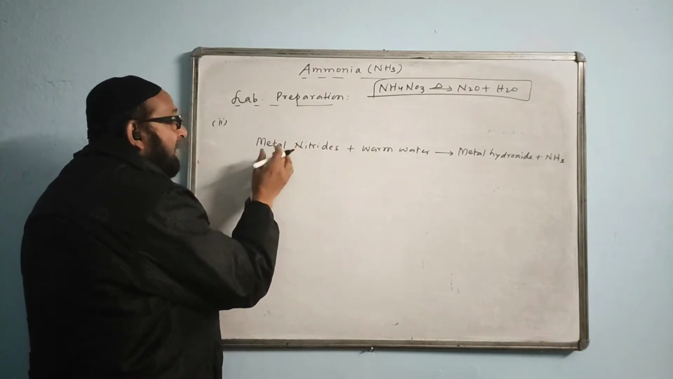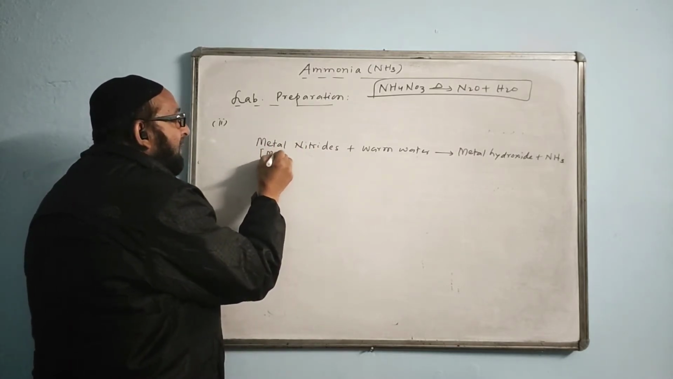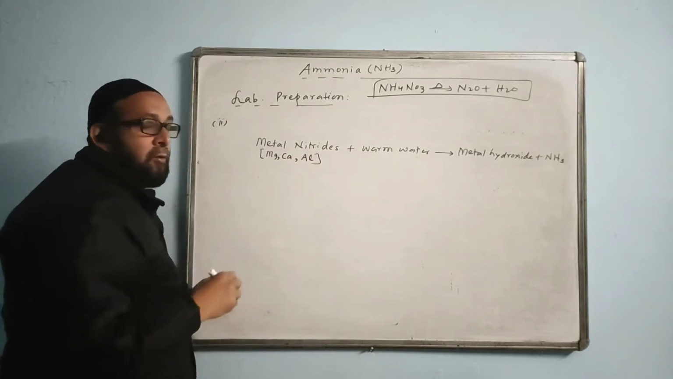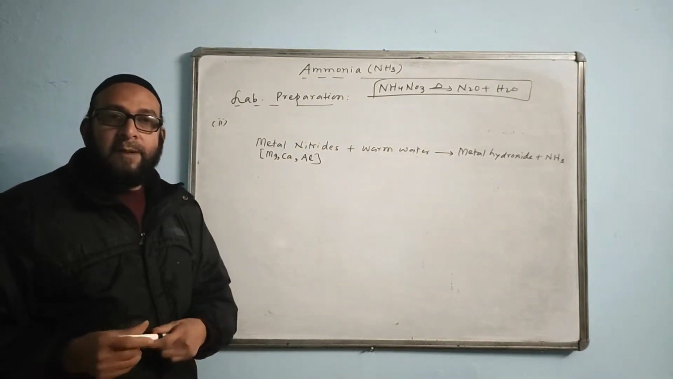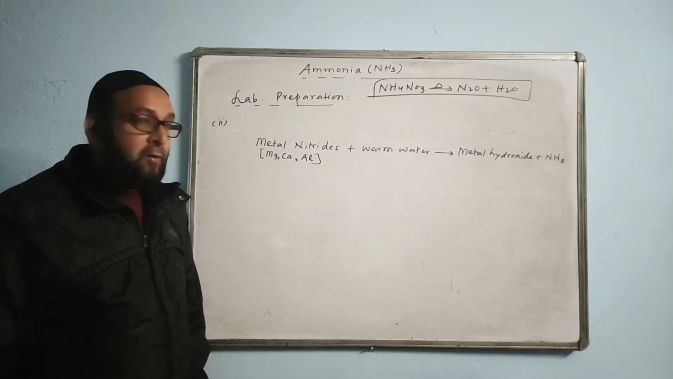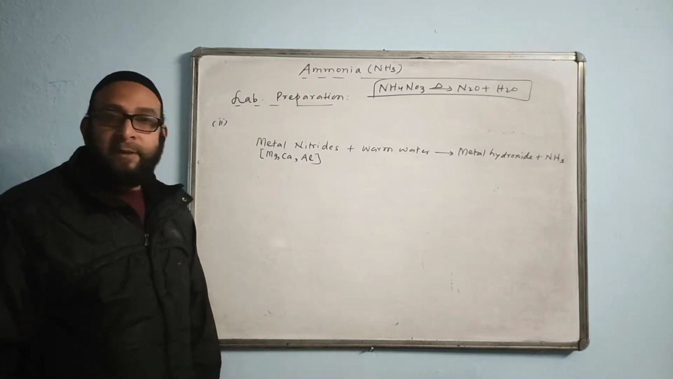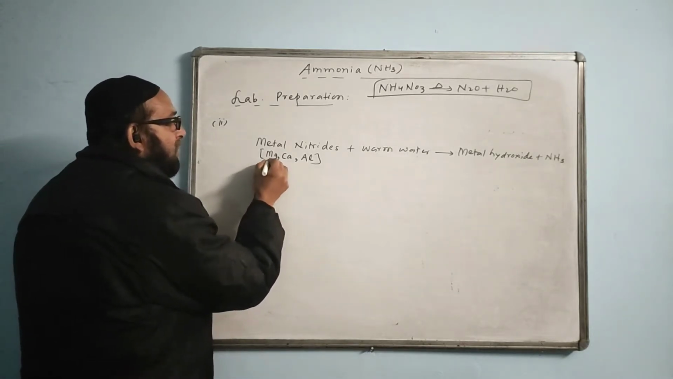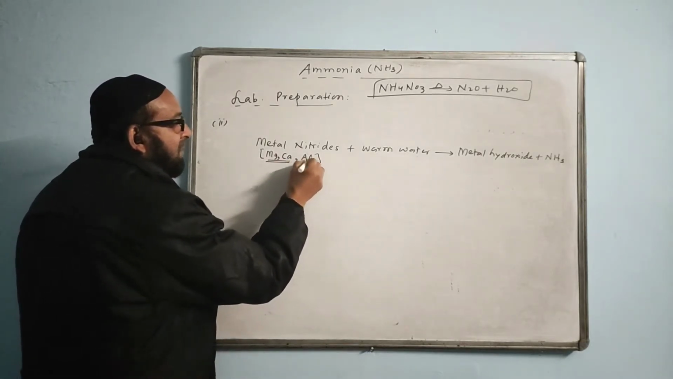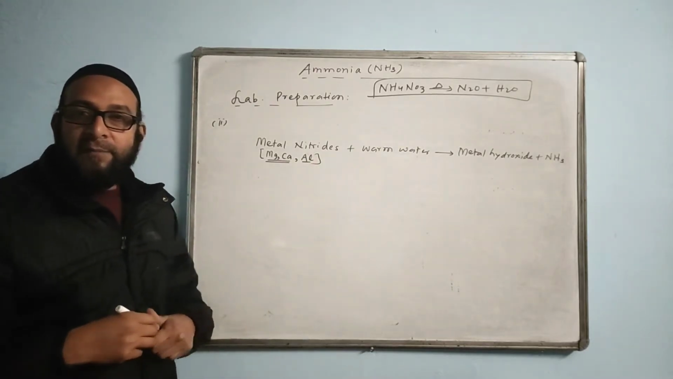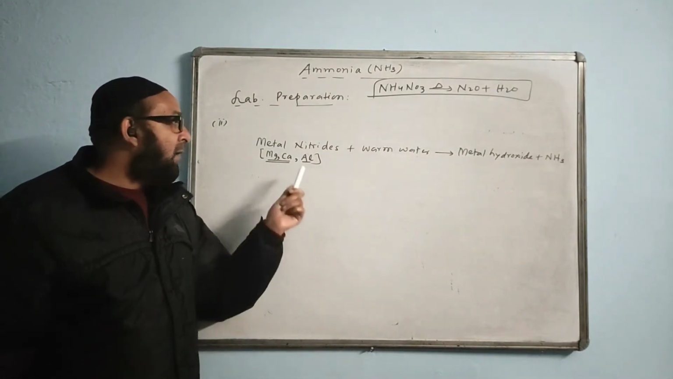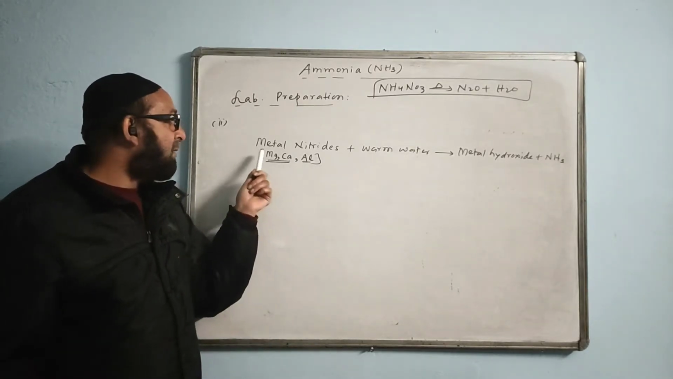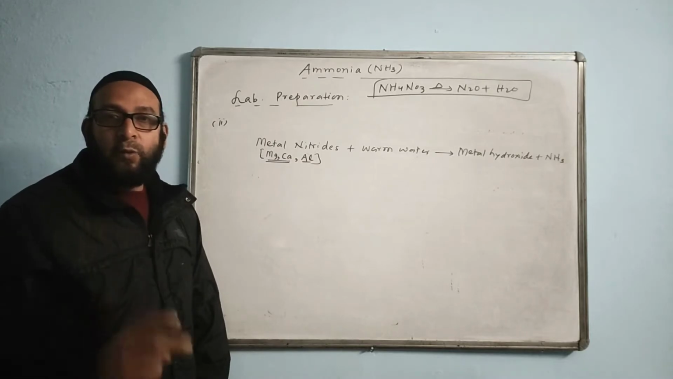What are the examples of metal nitrides? We can take only these metals, we can't take any other metal. We can take Mg, calcium, and aluminum. Only these three metals are allowed. Nitrides of other metals are not allowed. And these two are bivalent, and this one is a trivalent metal. Bivalent means having valency 2, and trivalent means having valency 3. Aluminum's valency is 3, whereas magnesium and calcium valency is 2.